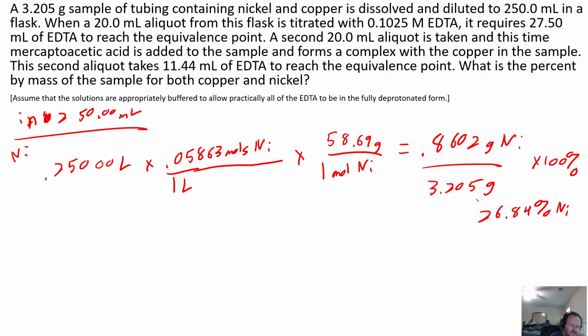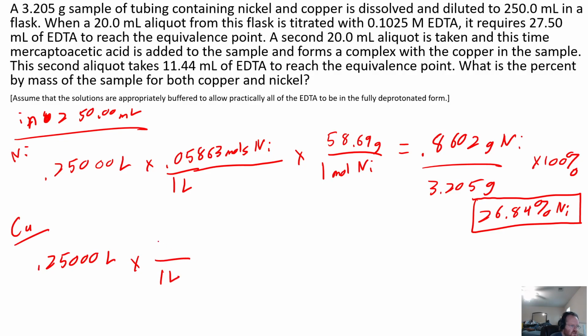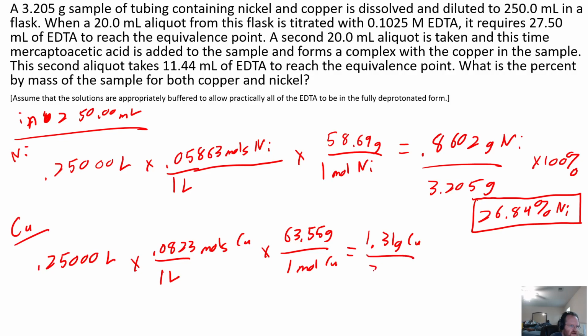So now we've answered half the question, which is what is the percentage of nickel and copper? I've answered for nickel. Now let's do a similar thing with copper. The setup is exactly the same, you just have a different molarity and a different molar mass. So still 250 milliliters. Now our concentration is 1 liter is, see I've got it written down on this side, 0.0823 moles of copper. That has a molar mass of 63.55 grams per 1 mole of copper. And so that gives us a mass of 1.31 grams of copper divided by our 3.205 gram total mass times 100%. When you do all that, you get 40.8% copper.